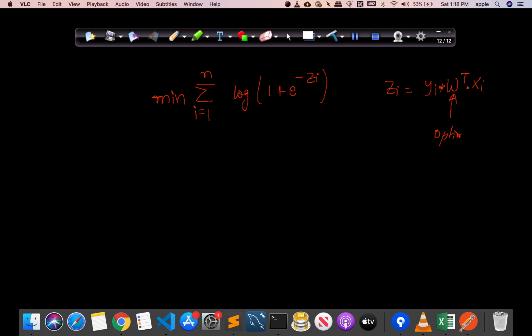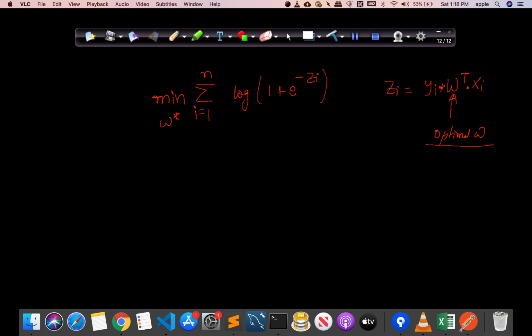Until now, what we have seen is that we have to minimize this particular equation. This is the summation from i equals 1 to n of log of 1 plus e to the power minus zi, where zi was yi multiplied by w transpose xi. Now, what we have to find is this w. This is the optimal w. We have to minimize this one so that we can have our best w.